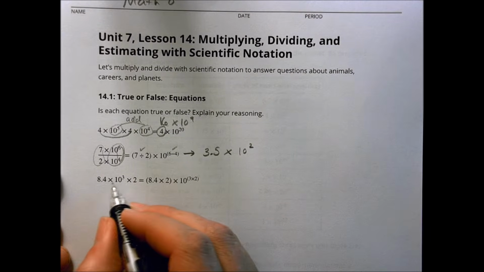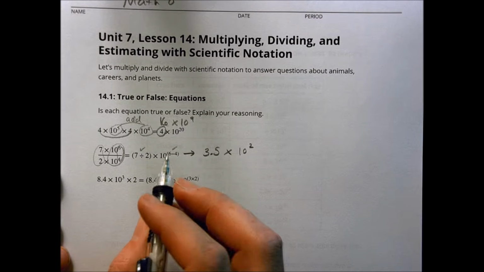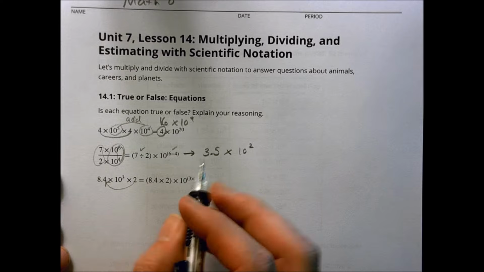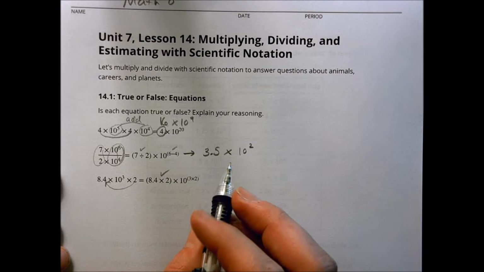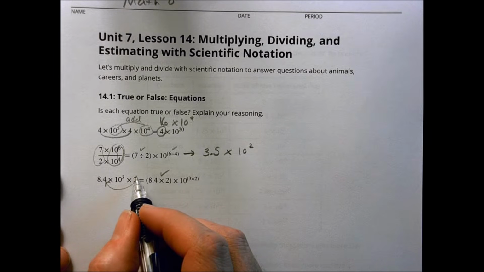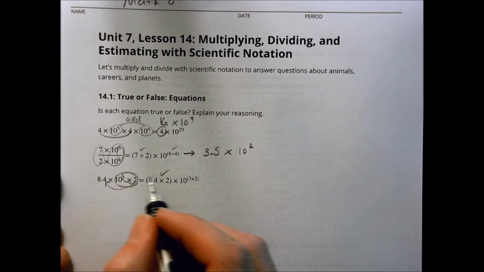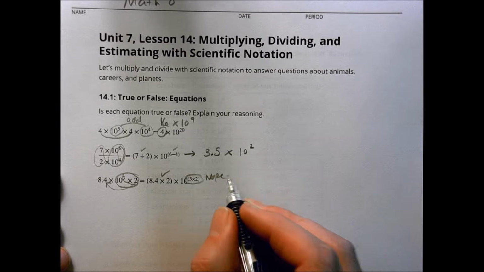Here, 8.4 times 10 to the 3rd times 2. What they're saying is, okay, let's multiply the 2 with that number right there. And that's what they're doing there, and that seems to be okay. I don't have a huge problem with that right now. But what I do have a problem with is they went ahead and tried to combine those together by combining the 3 and the 2. That doesn't work that way. This is a nope, can't do that there.